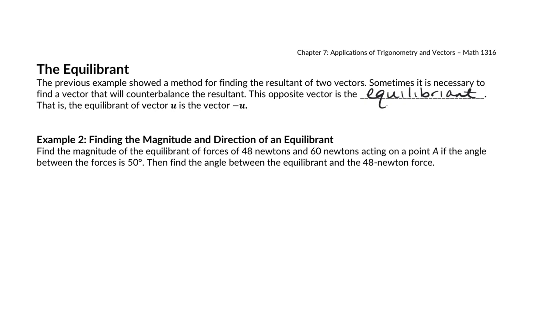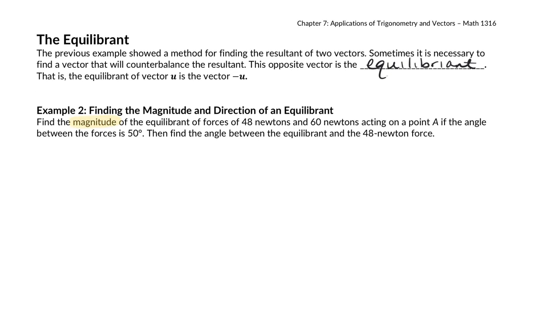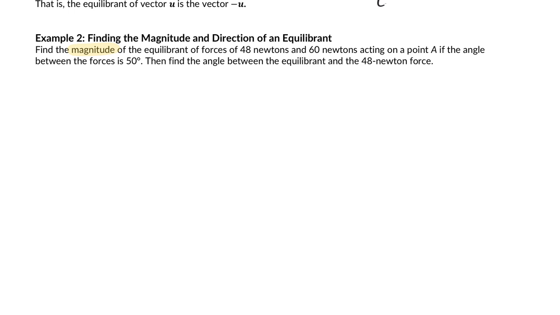Okay. In example 2, we're going to find the magnitude of the equilibriant and then eventually find the angle between the equilibriant and one of the forces. But let's just stay focused first on what we are looking for. First, we're going to find the magnitude of the equilibriant. We have to draw a picture because we have to know what we're dealing with here.